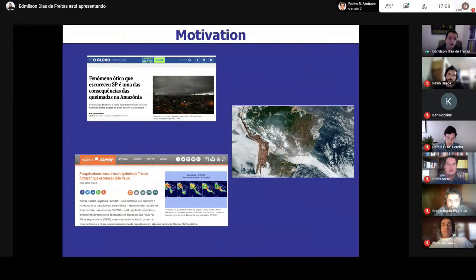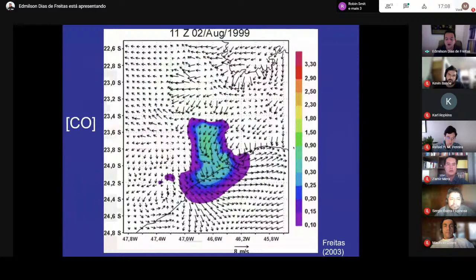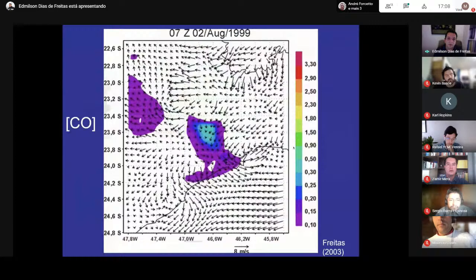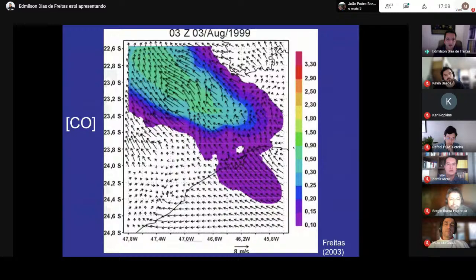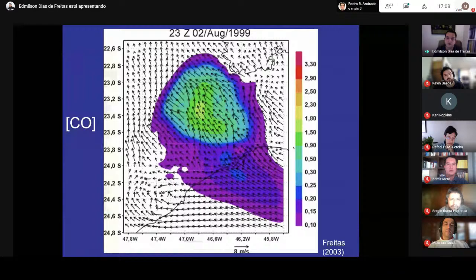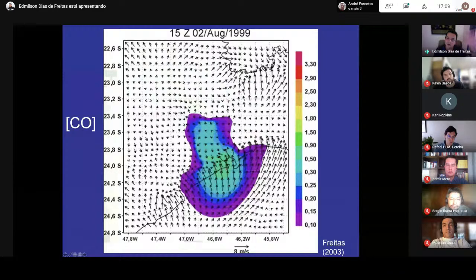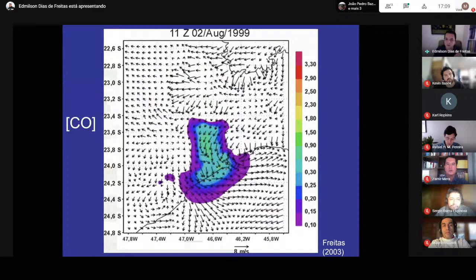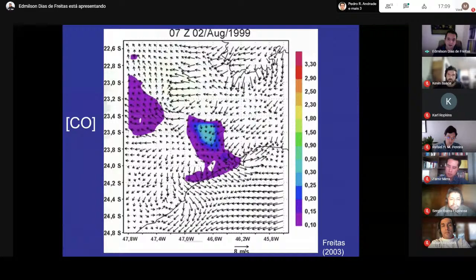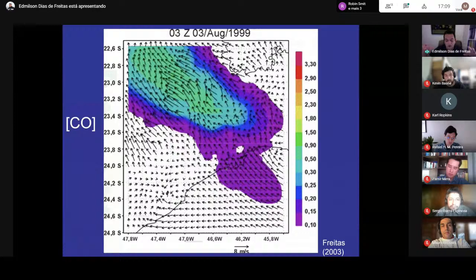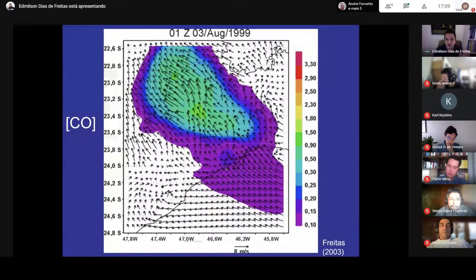This is another old result showing that not only large-scale circulations can transport air pollution, but local and mesoscale circulations can also transport air pollution over long distances. This is an example showing that the sea breeze on the coast of São Paulo in Brazil can transport the pollution produced in the metropolitan area of São Paulo as far as 200 kilometers, or sometimes even further than 200 kilometers. So it's a problem that is not concentrated only in the place where you are emitting the pollution, but you can send this pollution far away from the sources.